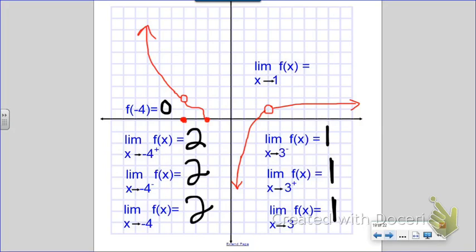The limit as x approaches 1, we have to look at from the left and from the right. So as we're approaching 1, along the x, we can see from the left and the right, we're at negative 3. So that would be our limit, since it's the same from the left and the right.